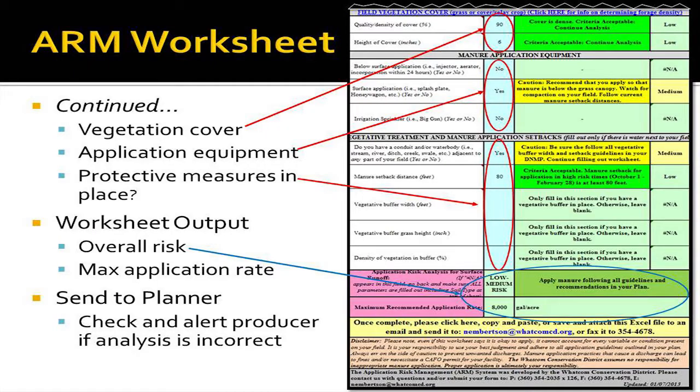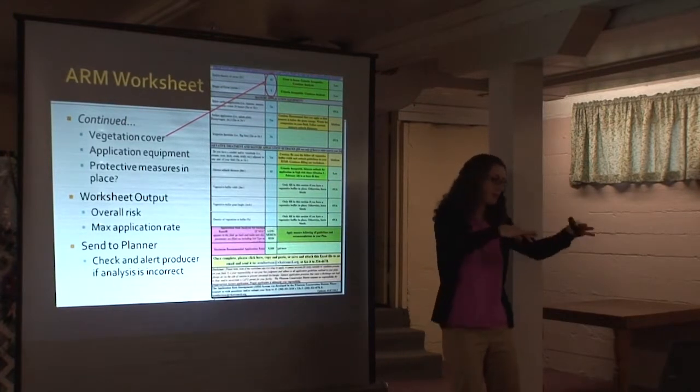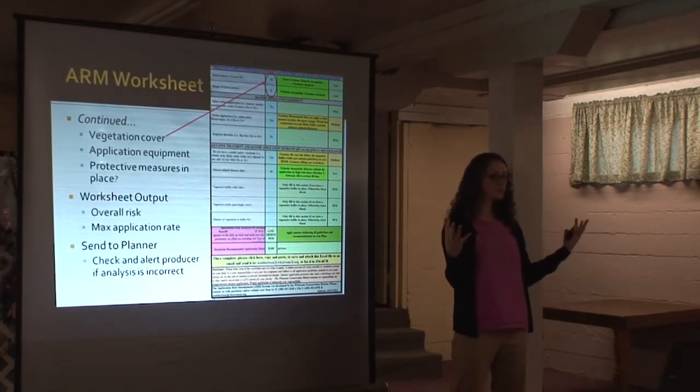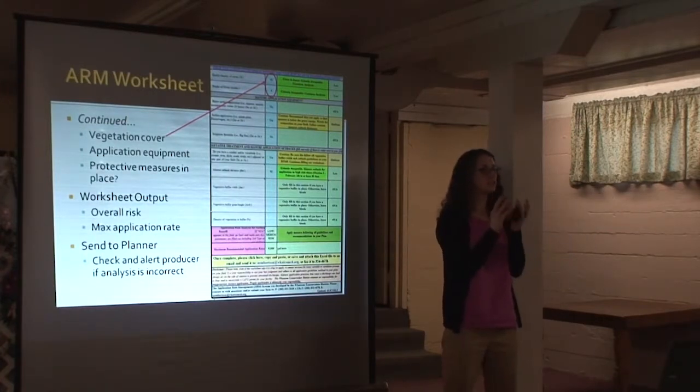What is the vegetation cover? This is that density factor I talked about. The more dense your vegetation is, the longer it takes water to get off your field, because it has to move around here and there. If it's really sparse, the water is going to be able to move really quickly. So having that dense vegetation is important.